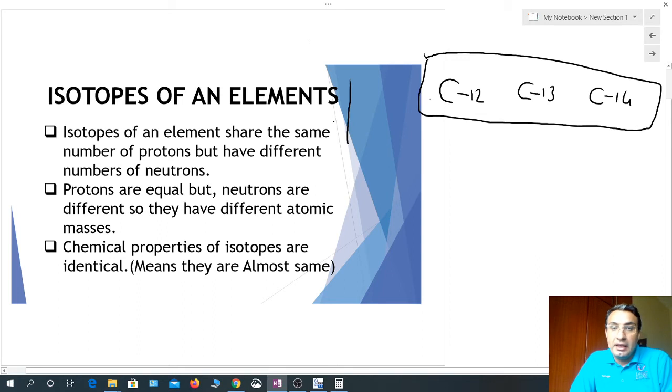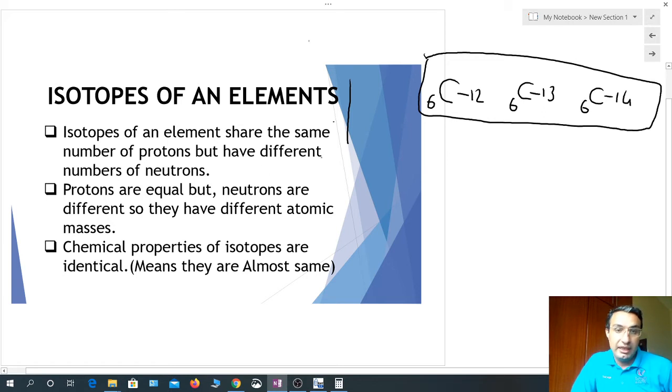Actually, for an element, we consider the atomic number. If the atomic numbers are the same, these elements are the same. I know that the atomic number of carbon is 6, 6, and 6. So that means these are the same elements, just physically they have different weights. They have different masses. These are the same elements.